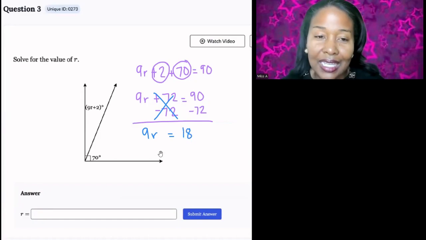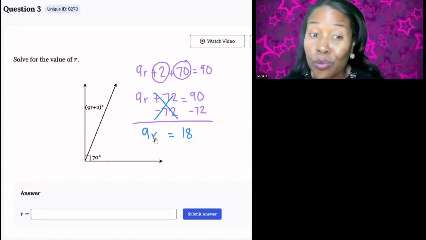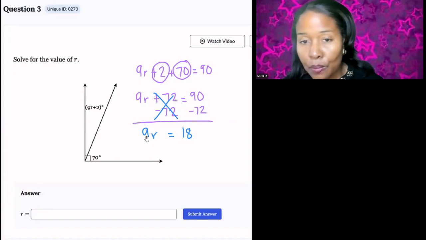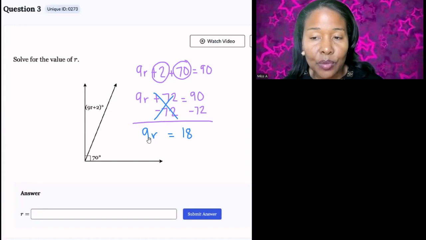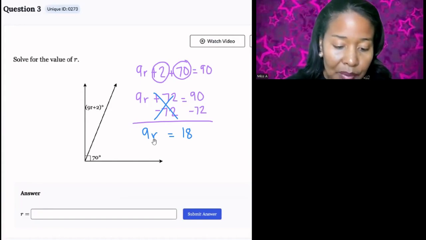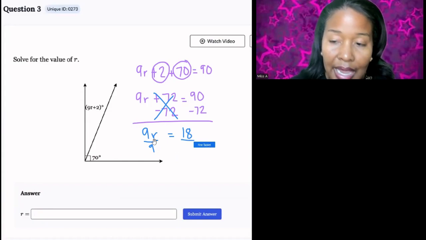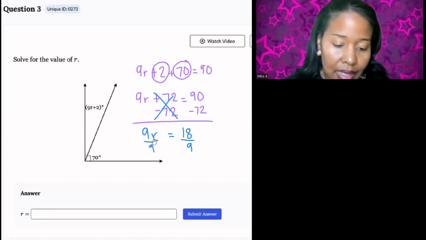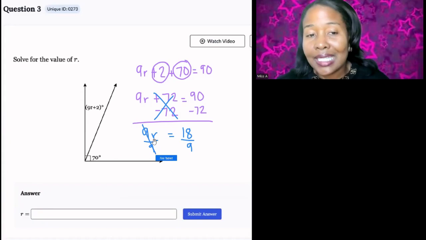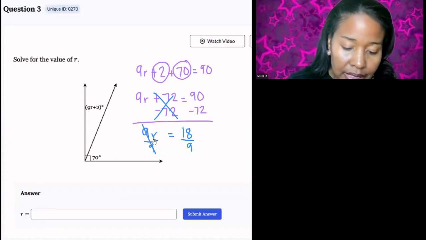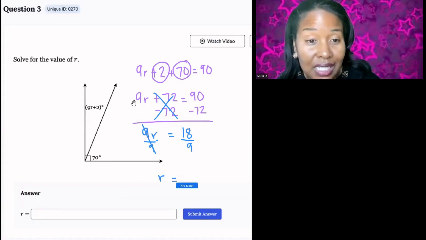One more step. Since 9 is being multiplied times r, and we need to get the r all by itself, we are going to divide both sides by 9 so that we can get this r by itself. So I'm going to divide 9 here on the left side of the equation, and I'm going to divide 9 here on the right side. Cancel these out, or pretty much 9 divided by 9 is just 1, right? And then 1 times r gives me r. Bring down your equal sign.